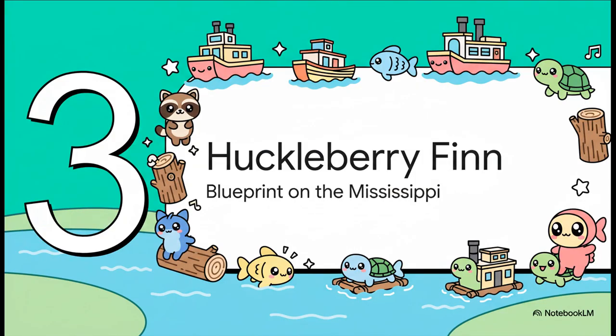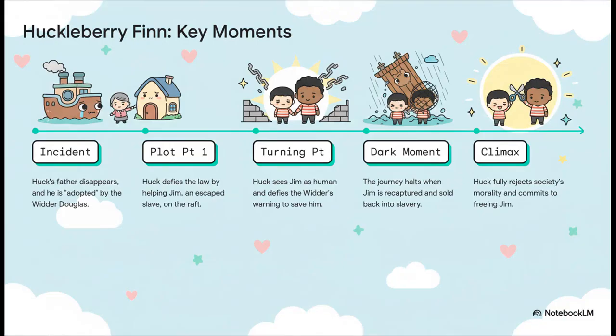Okay, so the blueprint works for a classic romance. But does it hold up in a totally different genre? A completely different world? Well, let's find out by taking a trip down the Mississippi with good old Huck Finn. And what do you know? There it is again. The inciting incident throws Huck's life into chaos when his abusive father vanishes, and he's suddenly forced into this civilized life he can't stand.